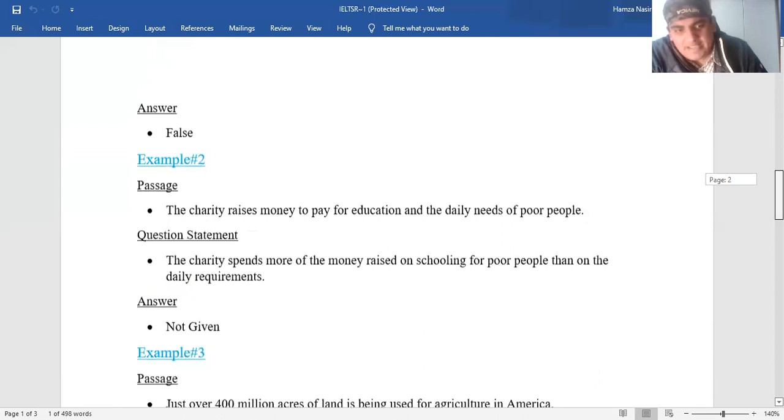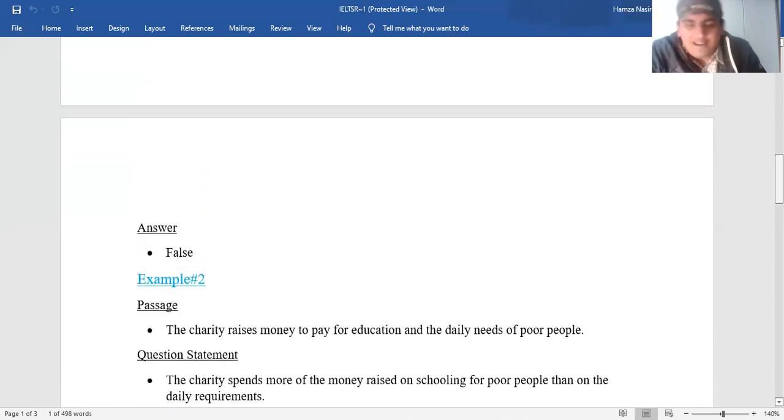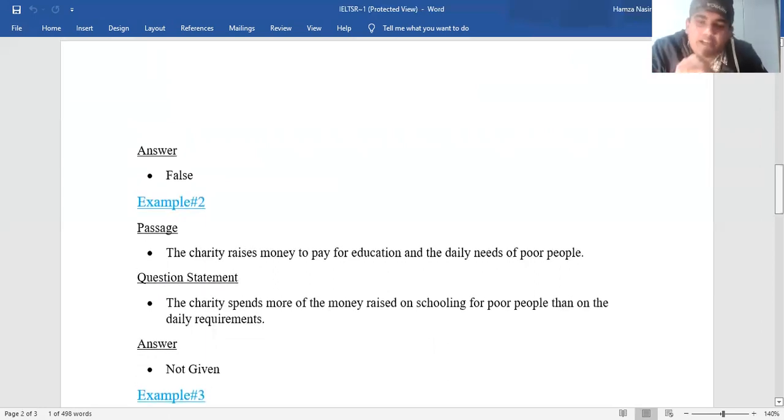Next, I will move to another example, just for a bit more clarity. Oh, sorry, I wasn't really supposed to show you the answer. So you have the reading passage that says, the charity raises money to pay for education and the daily needs of poor people. The question statement says, the charity spends more of the money raised on schooling for poor people than on the daily requirements.